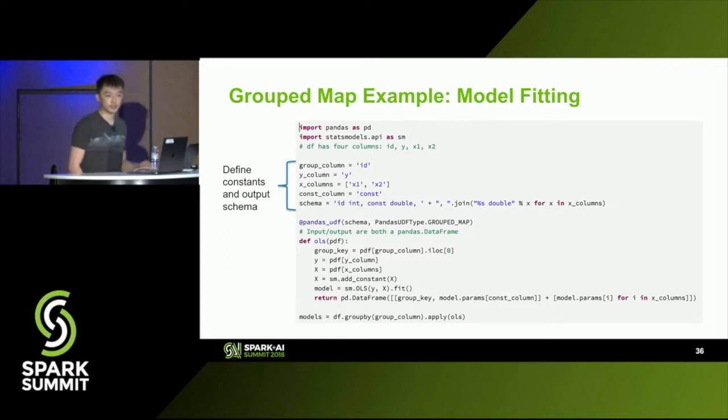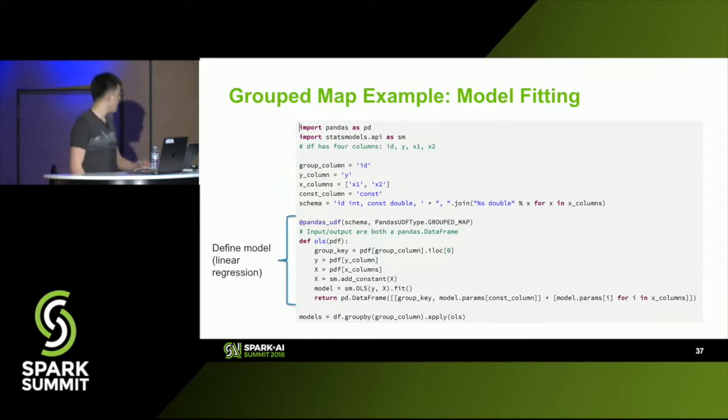Here the code is split into two parts. The first part is I have some code to define the constants. What is my feature? What is my response? And what's the output schema going to look like? And the second part of the code is I define the UDF to actually train the model, which is basically just calling the statsmodels OLS fit method. And finally, I'm just collecting the model parameters, which are the interesting stuff in the model, and sending them back to Spark.